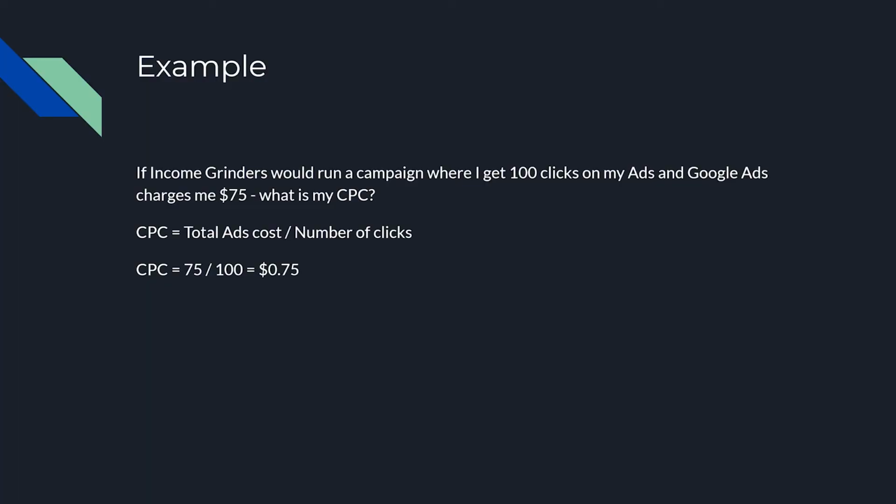So for example, if my side hustle business called Income Grinders would run a campaign, and I would get 100 clicks on my ads, and Google Ads charges me $75. What would my CPC be then, the cost per click? Well, since CPC is the total ad cost divided by the number of clicks, my CPC would be calculated as 75 divided by 100, meaning 75 cents.